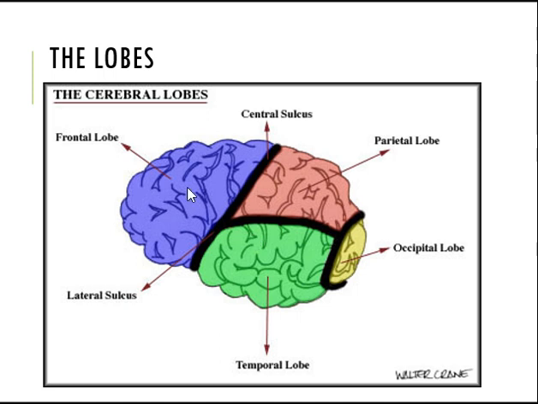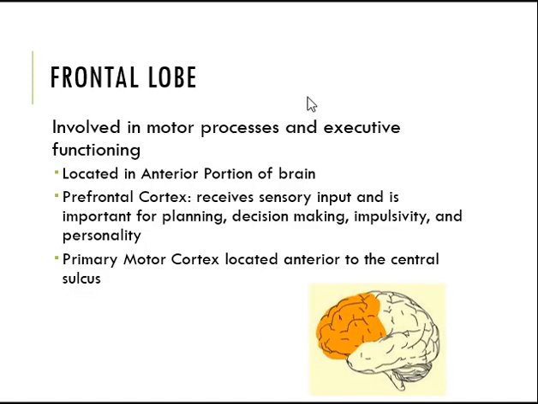So let's talk a little bit about the lobes. What about the frontal lobe? The frontal lobe is very popular because it is kind of what separates us from all the other animals in the animal kingdom. It's involved in motor processes and executive functioning, or higher order thought, which just means that the things that make us more complex than other animals, I guess, from a thought perspective, happen in this region.